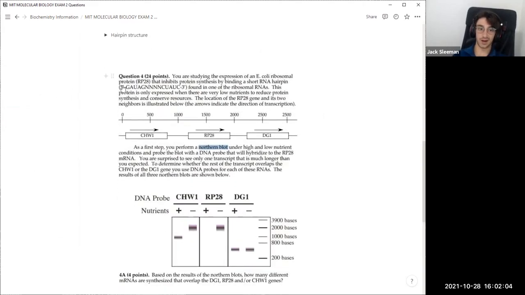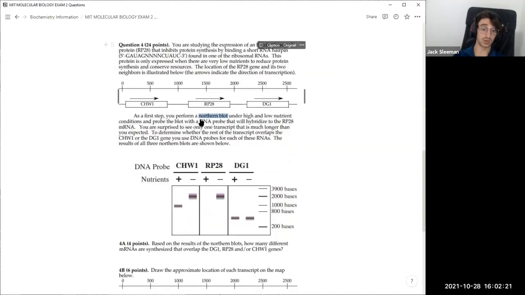So let's just read it. You're studying the expression of an E. coli ribosomal protein that inhibits protein synthesis by binding to a short RNA hairpin. We talked about that. There are ribosomal RNAs, and this protein is expressed under very low nutrients. As a first step, you perform a northern blot.